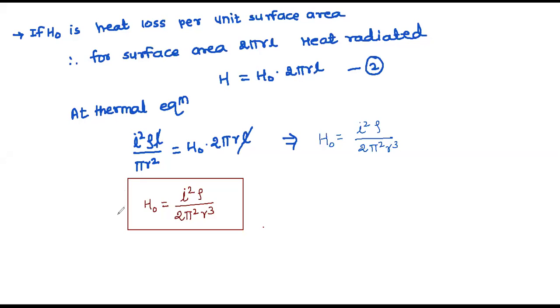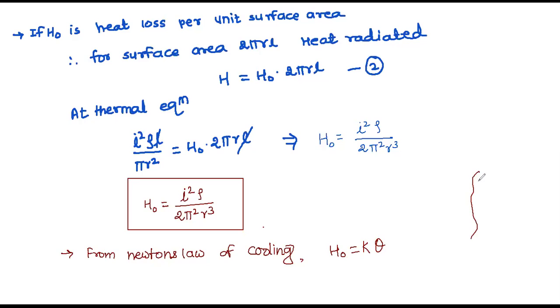Next, according to Newton's law of cooling, what we know is dq by dt is proportional to change in temperature. So dq by dt is the heat loss per unit time. So can I write like this? H naught is equal to k into theta.